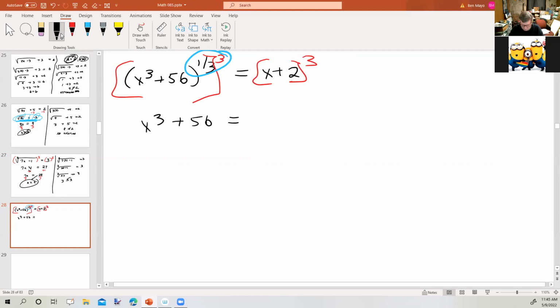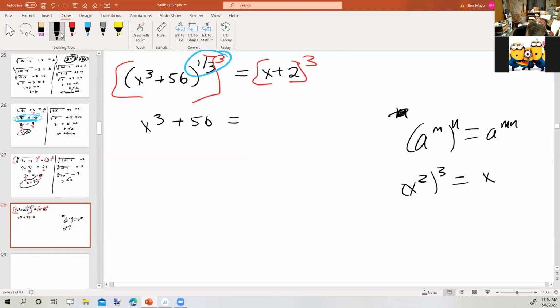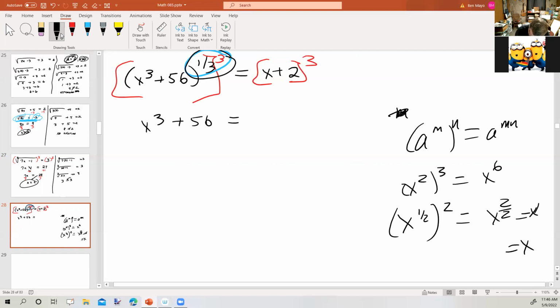Can you please explain how you got it? Okay, there's a rule that says a power raised to a power, you multiply the exponents. So like x squared cubed becomes x to the 6th power. Well, what would x to the 1/2 power squared be? It'd be x to the 2/2, or x to the 1, or just x. You followed that? Yes. So that's what I did here. I had something to the 1/3 power, that whole thing cubed, but 1/3 times 3 is 1. So we get x cubed plus 56 to the 3/3 or the 1 power. Oh, thank you. You got it?